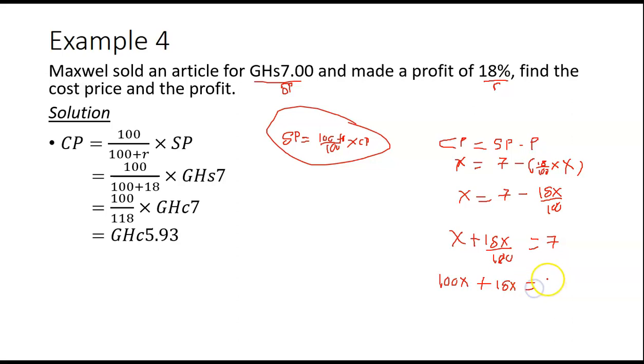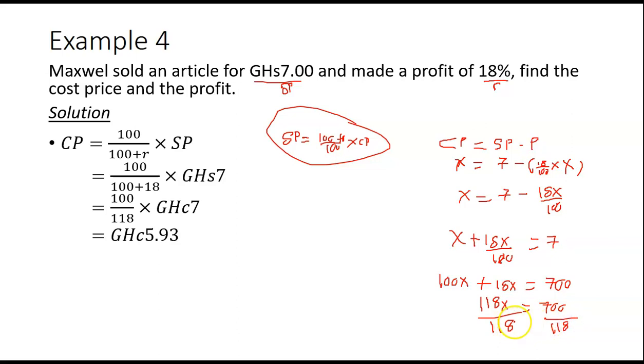It's equal to 100 times 7 gives you what? 700, isn't it? So 100x plus 18x gives you what? 118x. X is your cost price, don't forget. It's equal to 700. So what do we do? We divide both sides by the coefficient of x, which is 118, isn't it? 118.